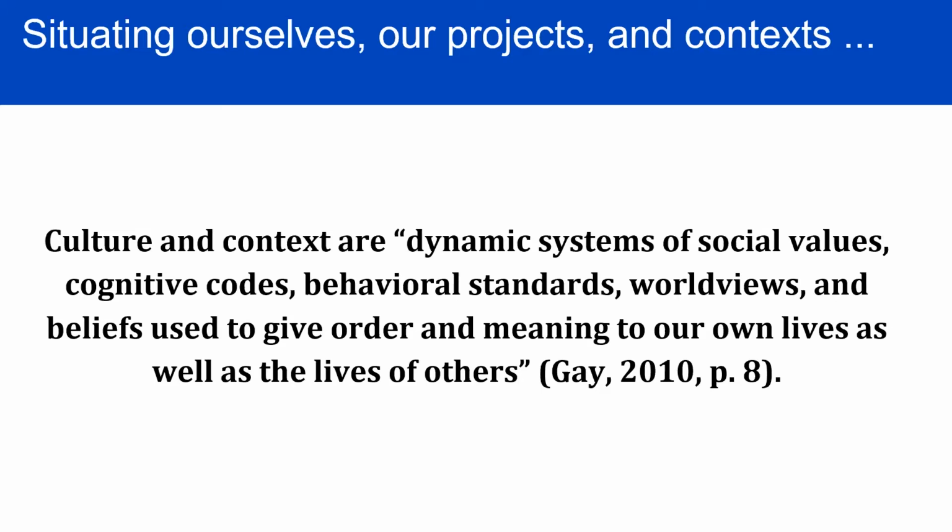And so this definition, I'll read it from what's on the screen. Culture and context are dynamic systems of social values, cognitive codes, behavioral standards, worldviews, and beliefs used to give order and meaning to our own lives, as well as the lives of others. So as human beings, culture is kind of what makes us our species. It's how we make sense of ourselves. It's how we make sense of how we organize ourselves. It's how we make sense of one another.